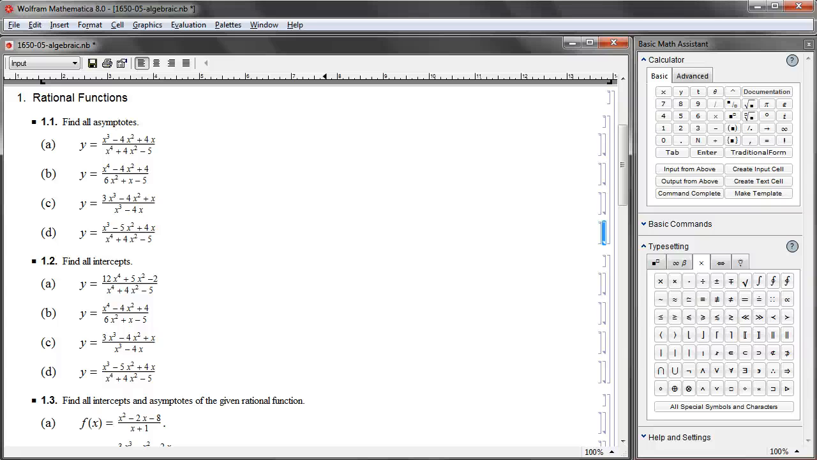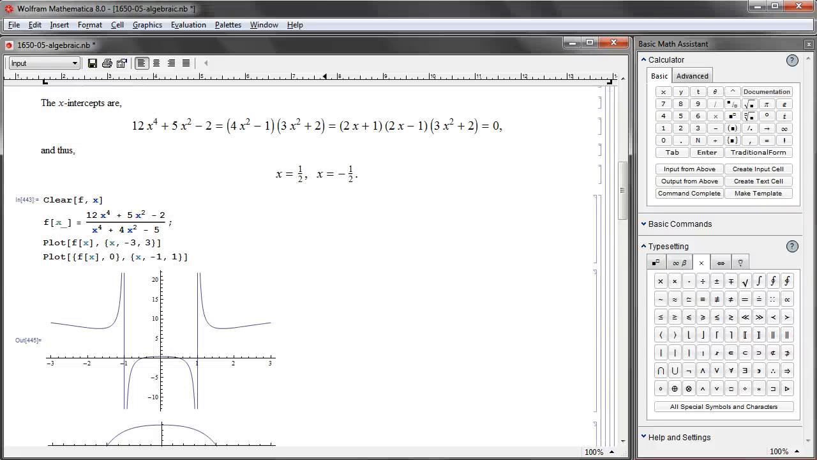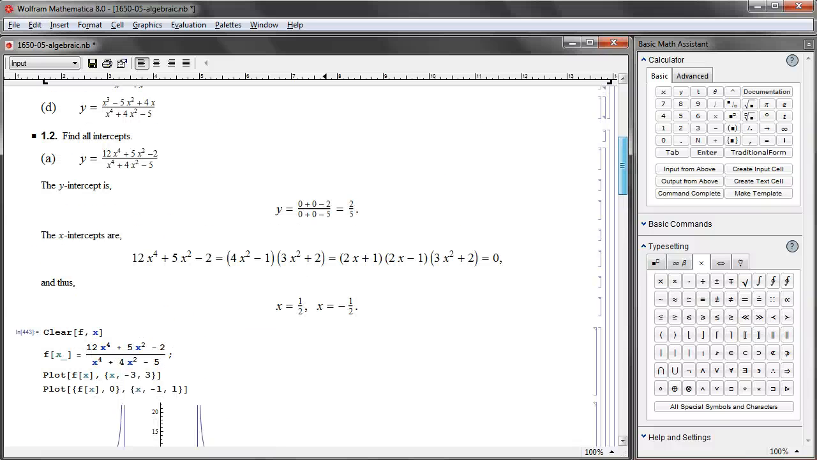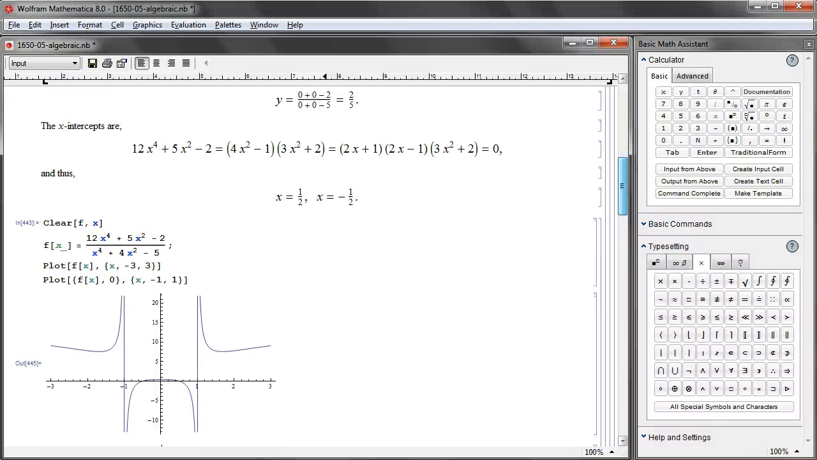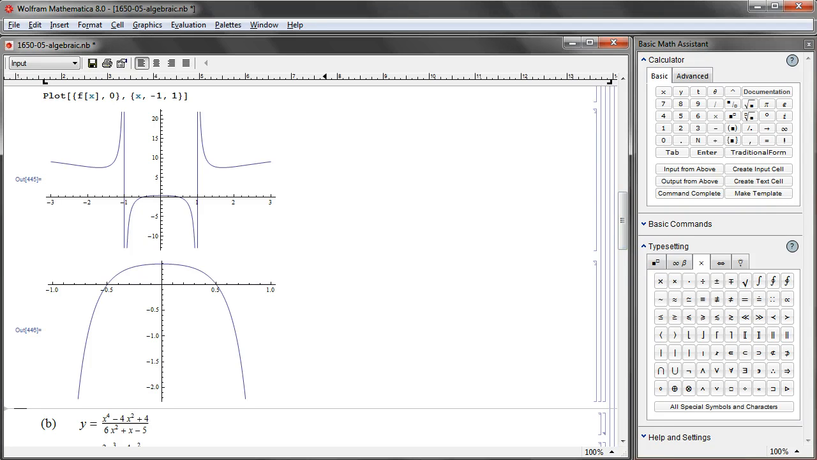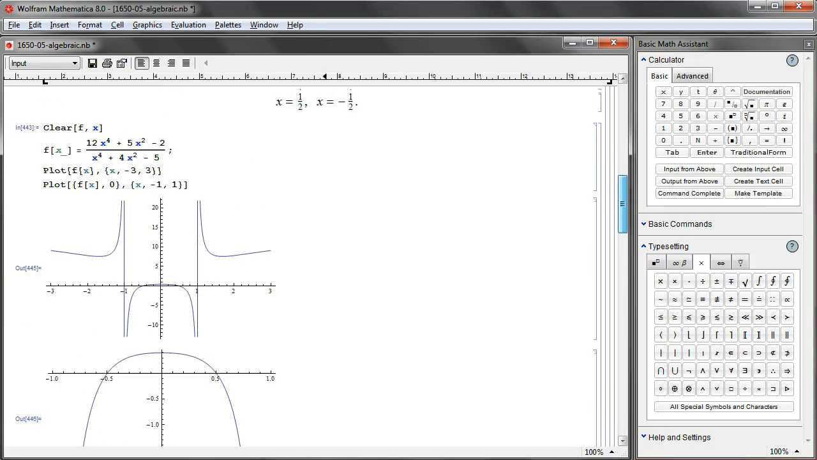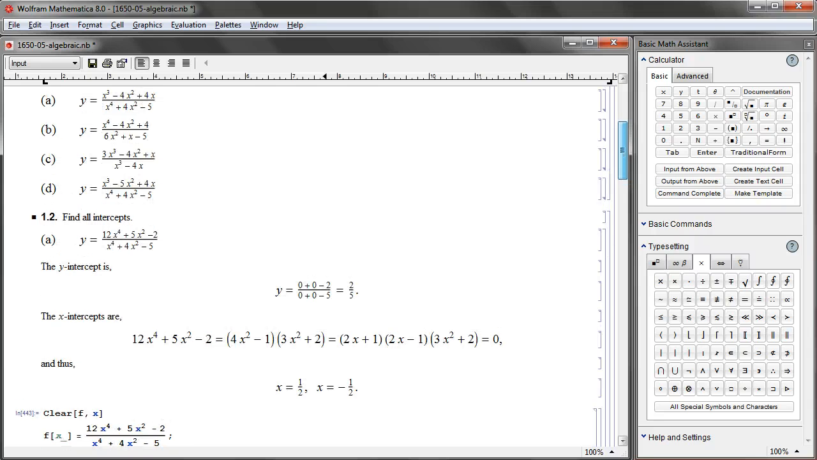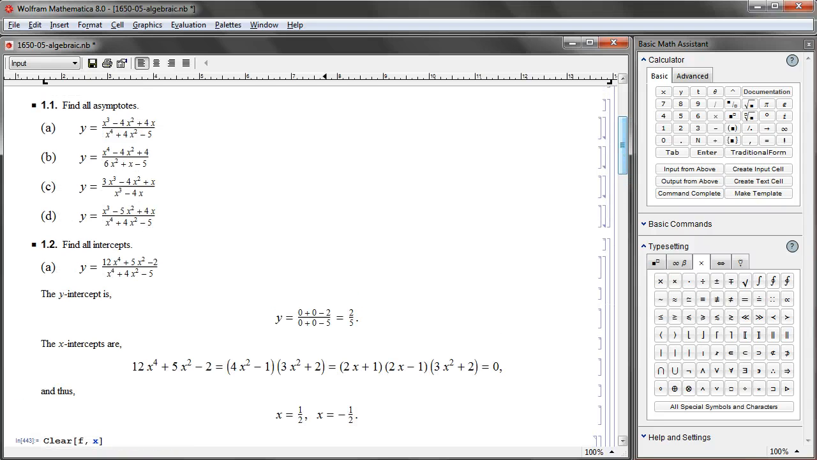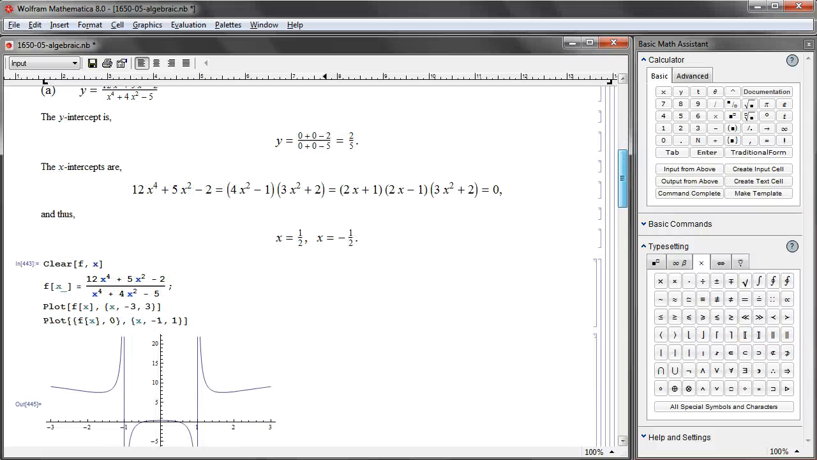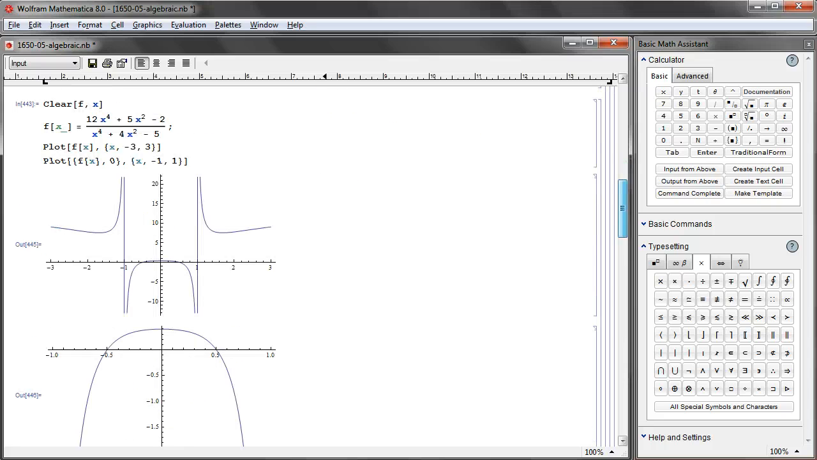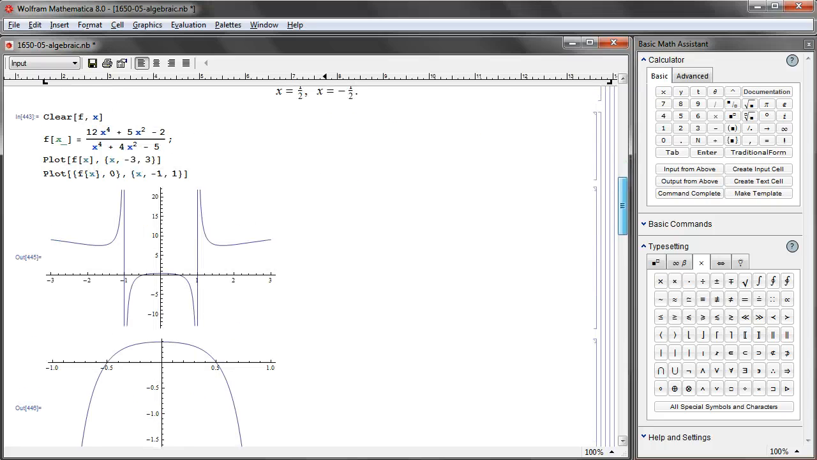That's when the numerator is equal to 0 for the x-intercept, or for y-intercept you can plug in x equal to 0. Y-intercept is easy, plug in x equal to 0, and then we have 2/5, and the graph runs through 2/5, and the second graph shows it. And then for the other intercepts, take the numerator equal to 0, and then you have a couple of zeros, 1/2 and negative 1/2, and we have those 2 points, negative 1/2 and positive 1/2 in the second graph.